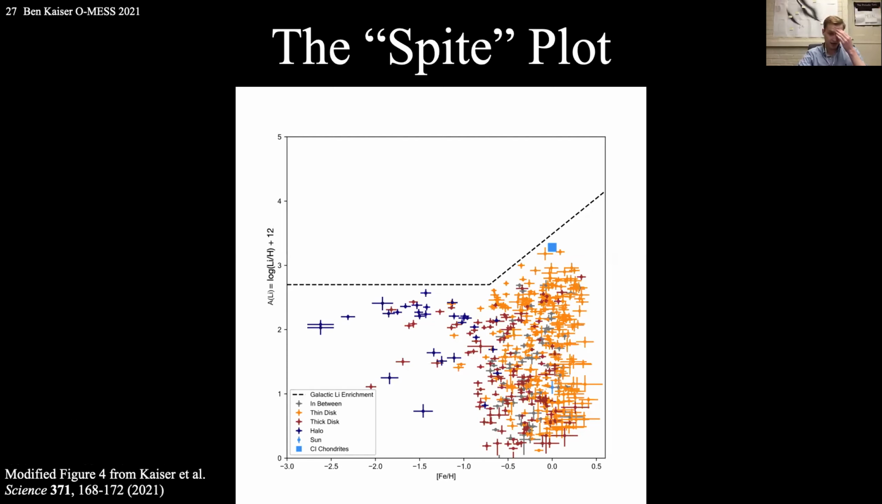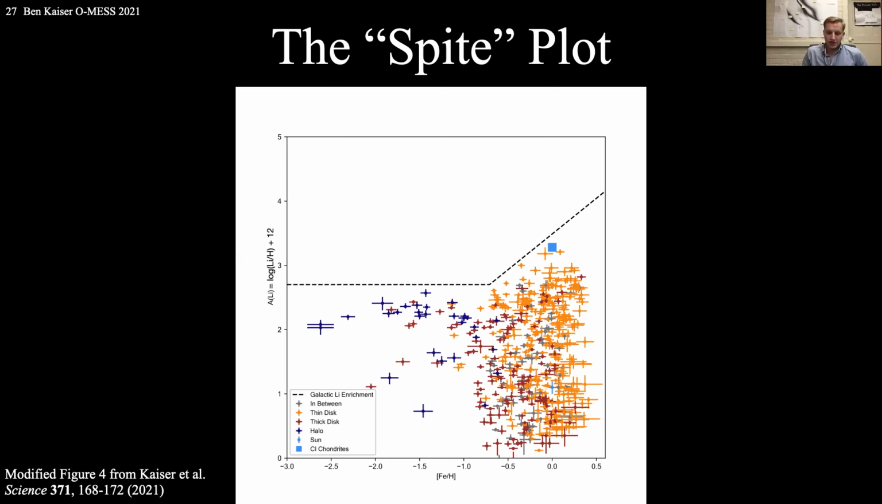This is the spite plot. It's in pretty much every paper about lithium abundances. The y-axis shows lithium to hydrogen abundances in log scale with that plus 12 added on. The x-axis shows the solar normalized metallicity using iron. This dashed line through the middle and up to the right is the galactic evolution of lithium abundances, or predicted rather. Whoa, modeled version, sorry.